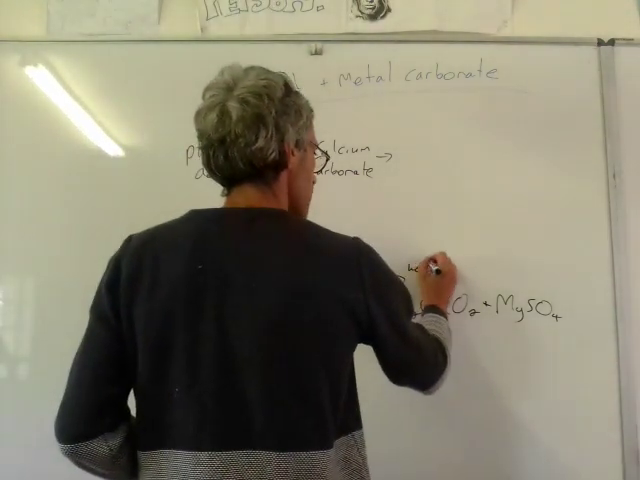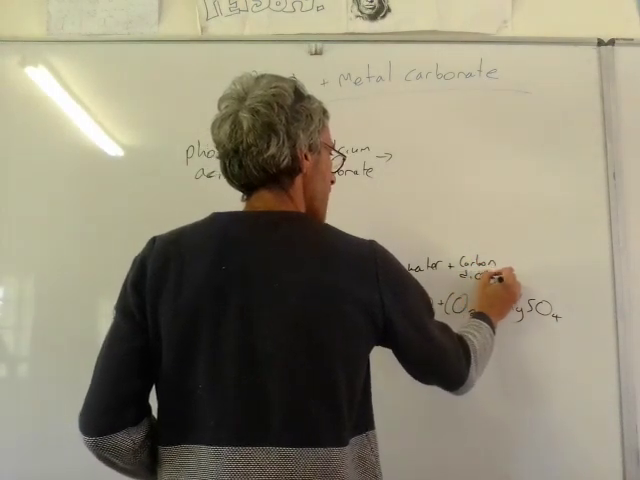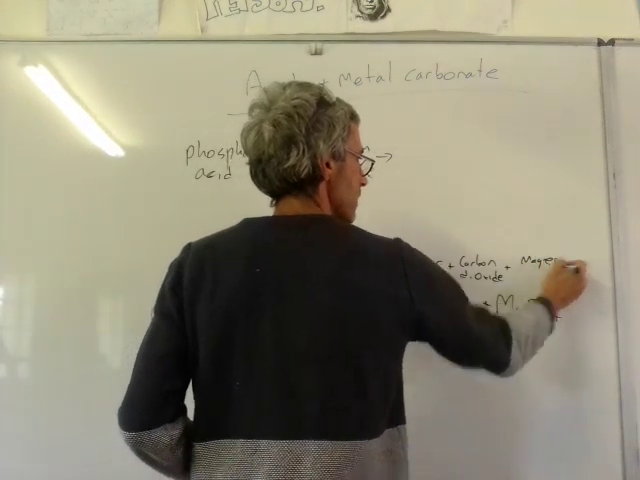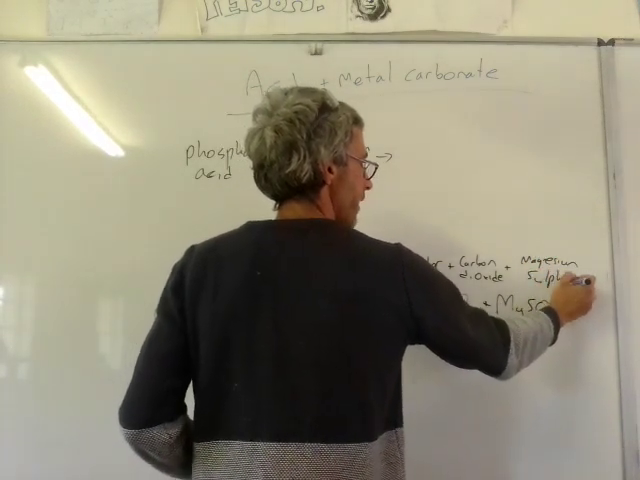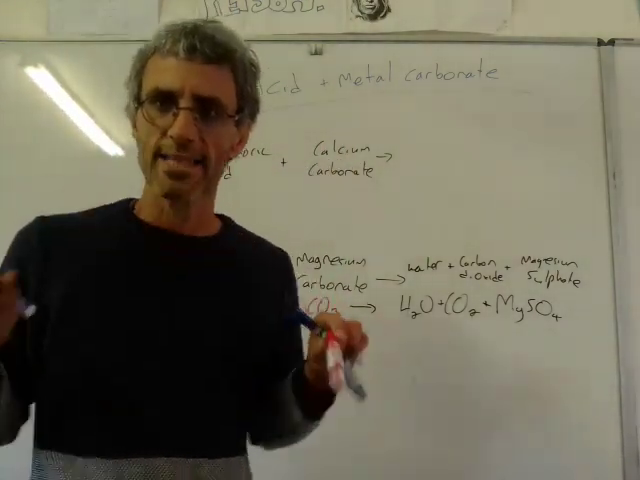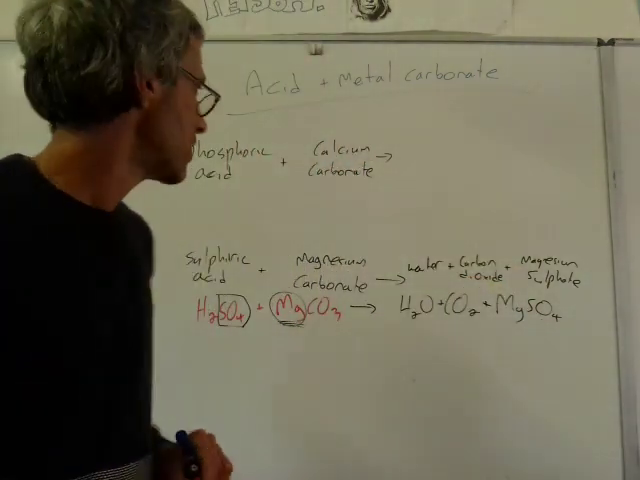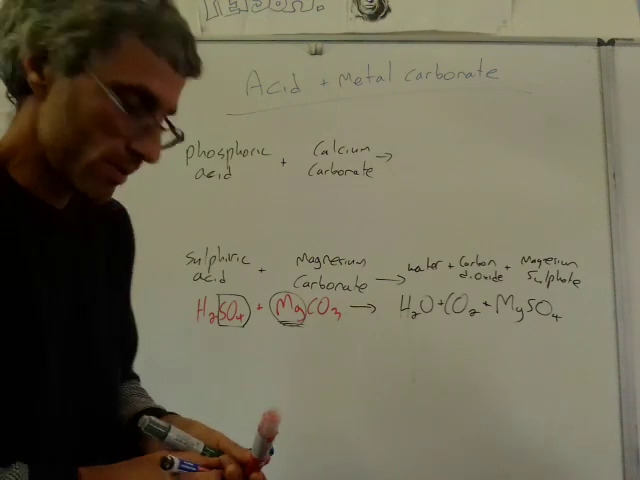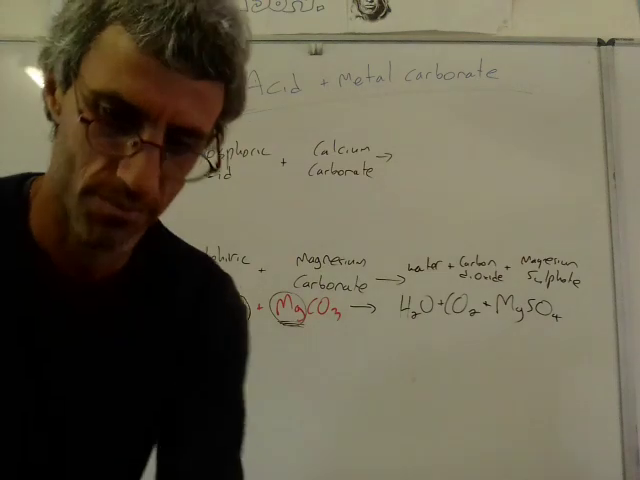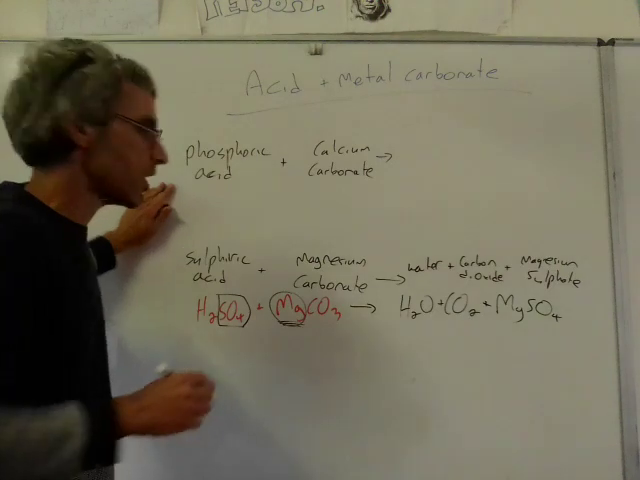So we've got water, carbon dioxide, and our salt, which in this case is magnesium sulfate. Very important, you don't write sulfide in the test. Sulfide just means it has only the S, just the sulfur. Sulfate means it has that SO4. Okay, let's do our last example. So now let's use blue. Phosphoric acid, we learned about it, I think, in the last lesson.